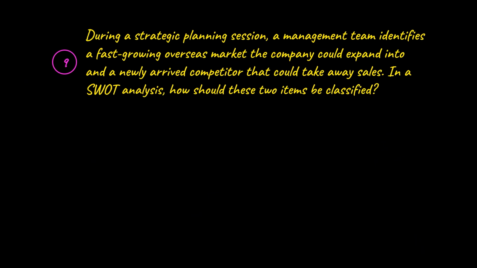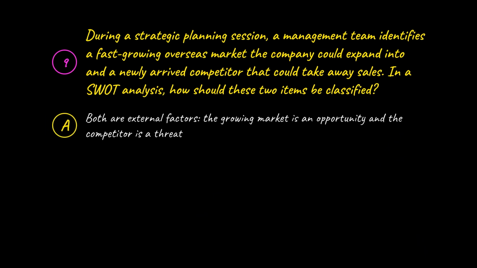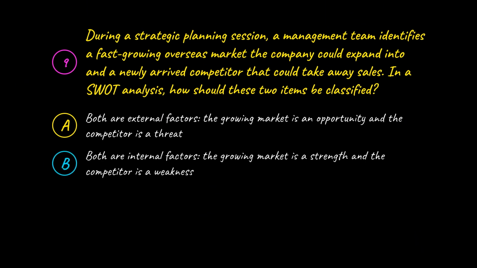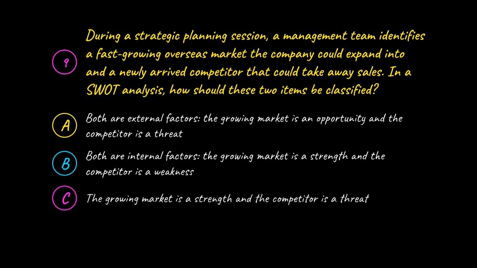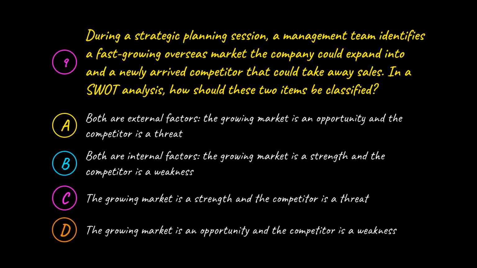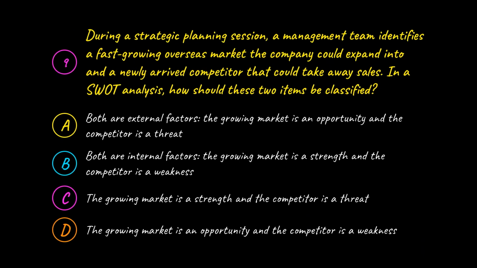Your options are A. Both are external factors. The growing market is an opportunity and the competitor is a threat. B. Both are internal factors. The growing market is a strength and the competitor is a weakness. C. The growing market is a strength and the competitor is a threat. D. The growing market is an opportunity and the competitor is a weakness. Which one is it? Pause the video if you need more time.